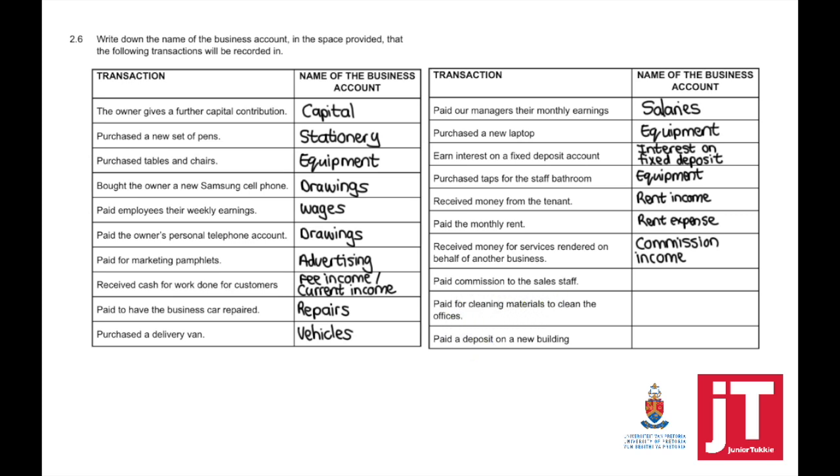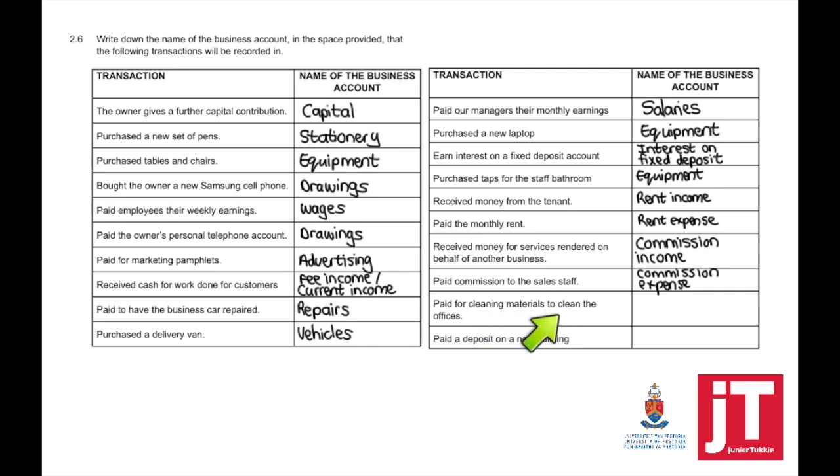This means I've got employees and they will earn commission based on their sales. And that will be an expense to the business. It won't be shown as salaries. It won't be shown as wages. This will be shown as commission expense.